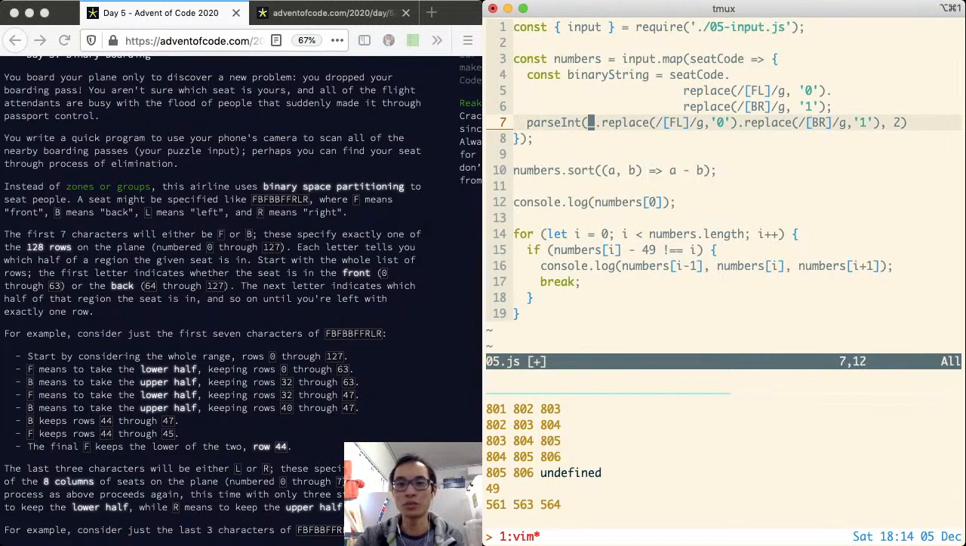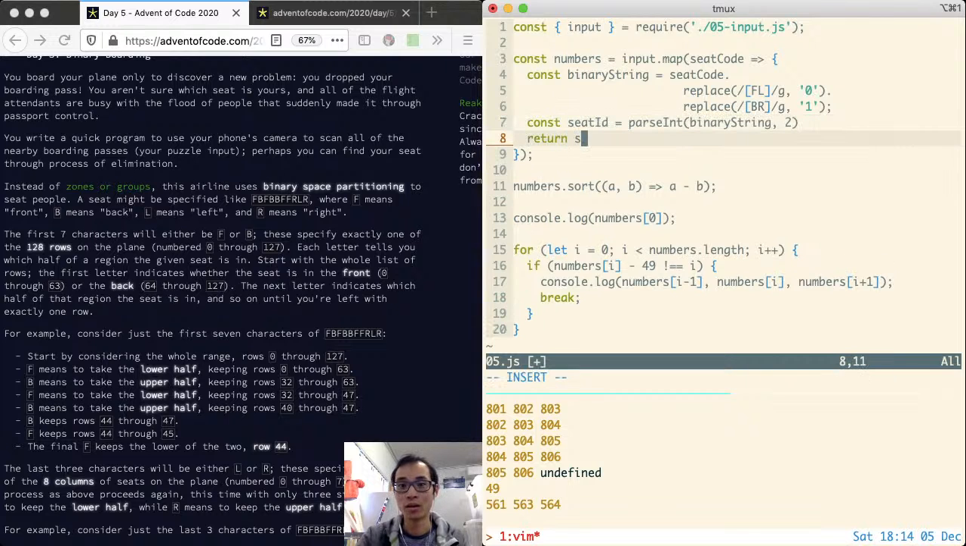And so all we have to do, once we have that, is we parse that binary string using the parseInt function, which we discovered yesterday, right? You have to tell it what base to parse a string in. So we didn't even have to write our own binary parsing function. We just have to say parseInt as a binary number by passing in 2 there, and then we return the seat ID. Now this input map is a functional programming concept.